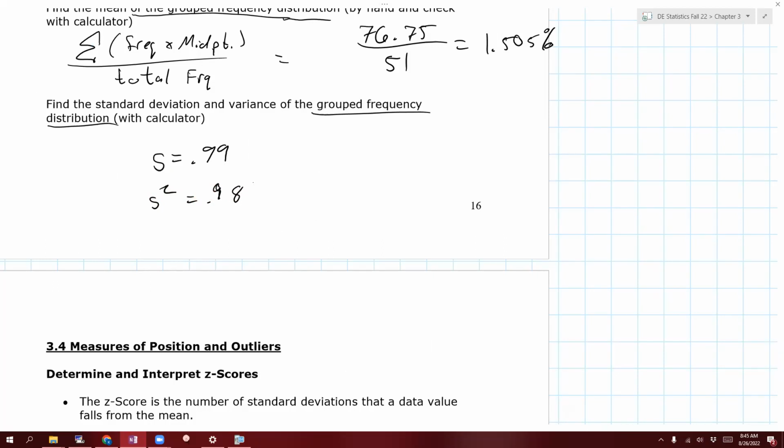All right, that is the end of 3.3, finding mean and standard deviation based off of a frequency distribution.